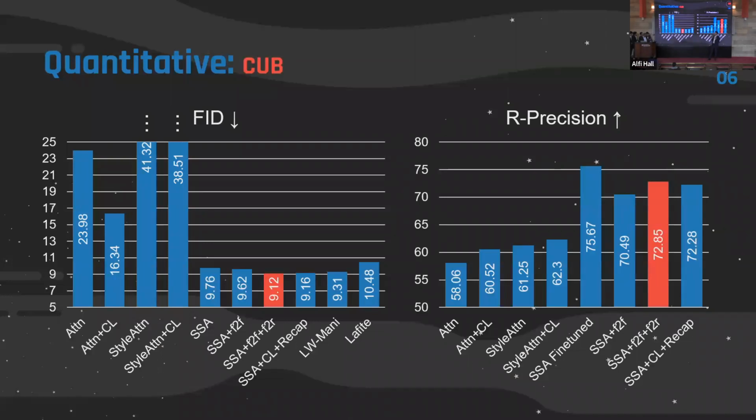Then when we wanted to quantify our results, we wanted to see how good we are doing compared to the literature. To do so, we used FID and R-precision. In the literature, the best result that we found when we recomputed it to verify the results was LWGAN, and it achieved 9.31. The model we are comparing against is SSA GAN, which had 9.76. Our best model, the combination of fake-to-fake and fake-to-real, had 9.12.